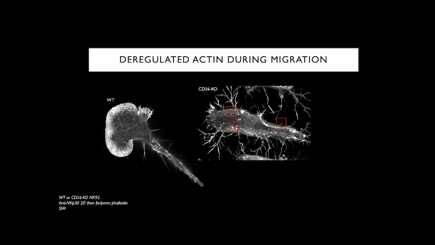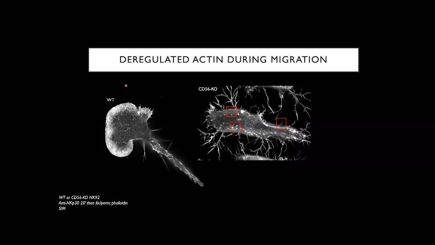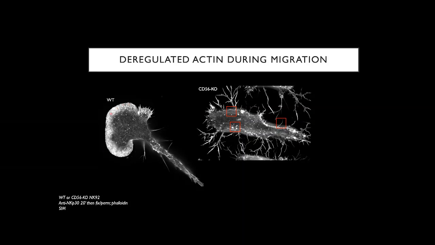Now, when we look more closely at this using structured illumination, we can see that these CD56 knockout cells really are quite messed up. So again, on the left, we see this wild type cell, which is polarized with a lamellipodia, a nice leading edge, and a trailing uropod. And we can see a few filopodia, particularly at a region where the cell is starting to extend another little actin protrusion here.